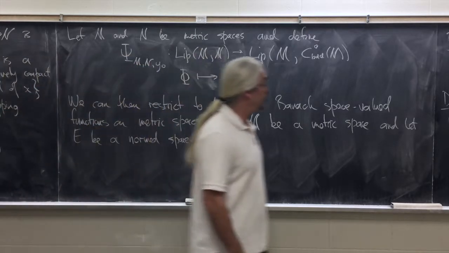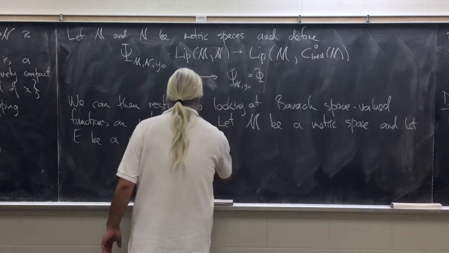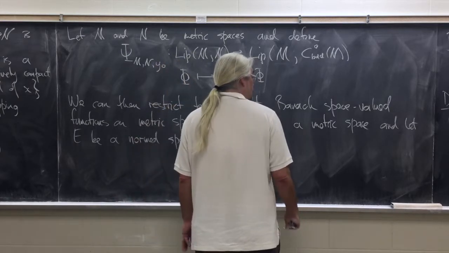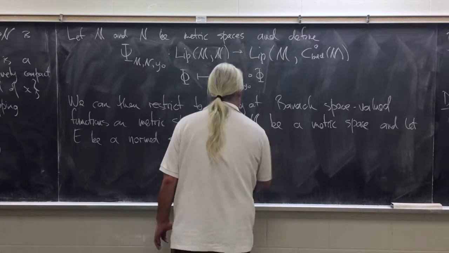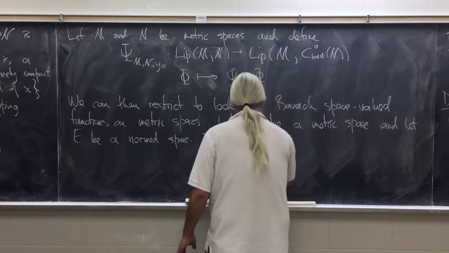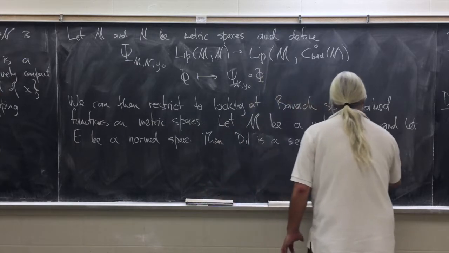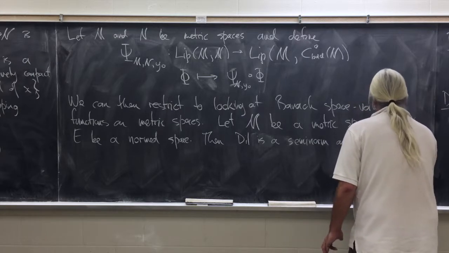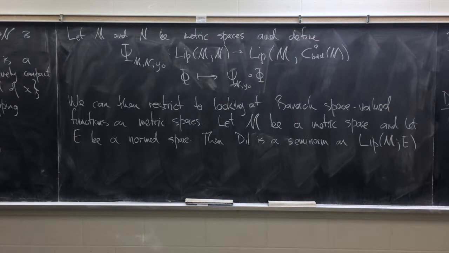Okay, so then we still have these two constructions for a Lipschitz mapping, right? We have the dilatation and the local dilatation. We can still define those things. So actually, I should say it this way: dil is a semi-norm on the set of Lipschitz mappings from M into E. So this defines a semi-norm.